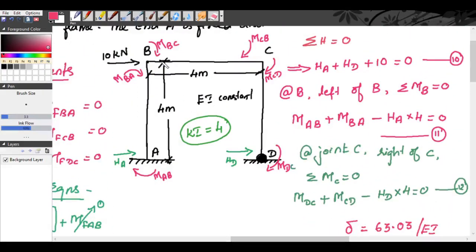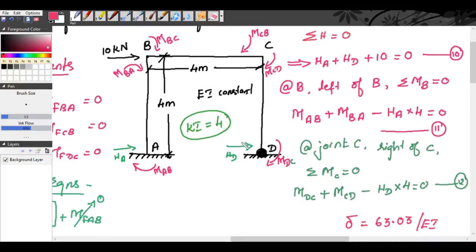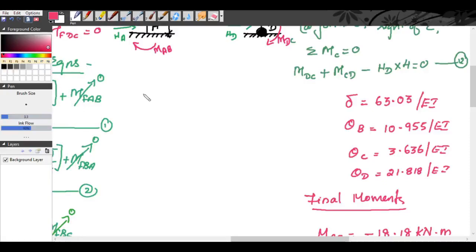So here there are no external loadings on the span. Only there is loading on the joint. There is no external loadings on the span. So there will not be any simple beam moment diagram. There is no need of simple beam moment diagram. Right? So A, B, C, D.